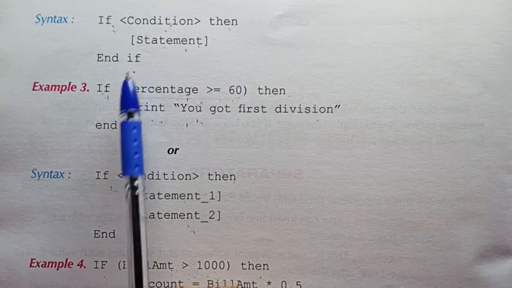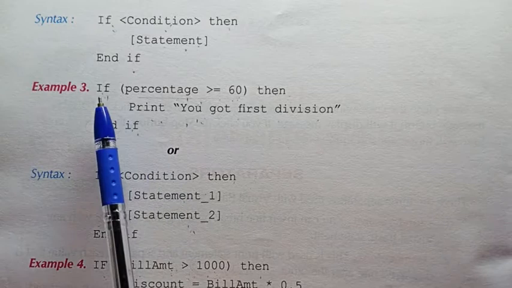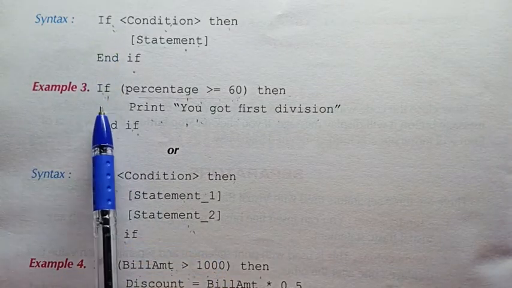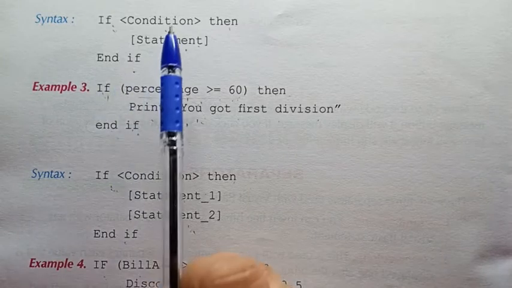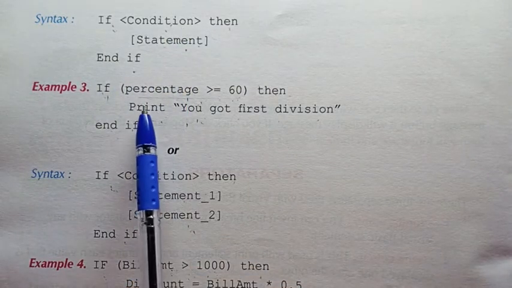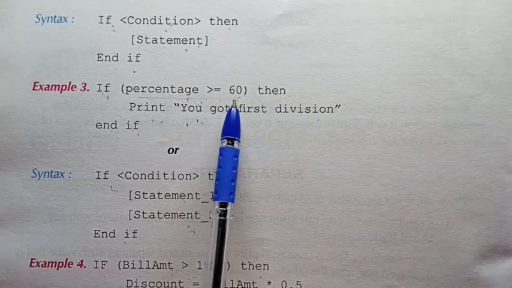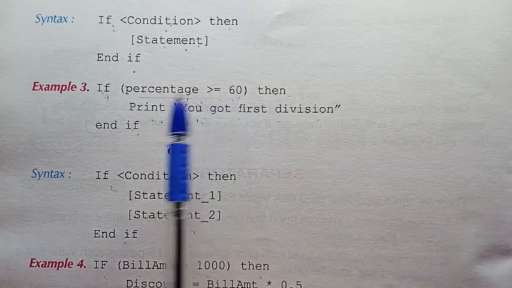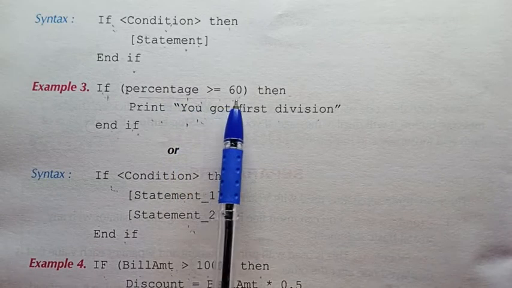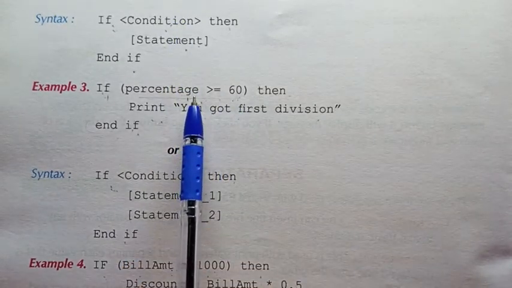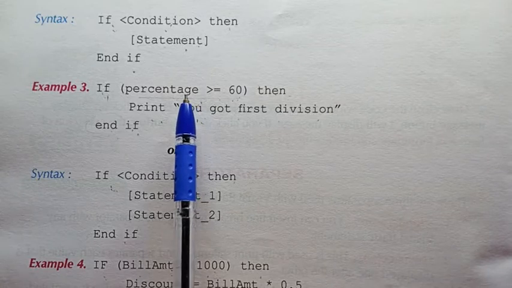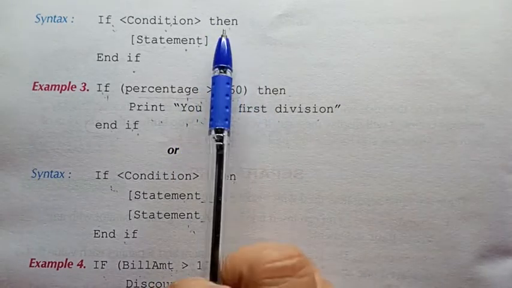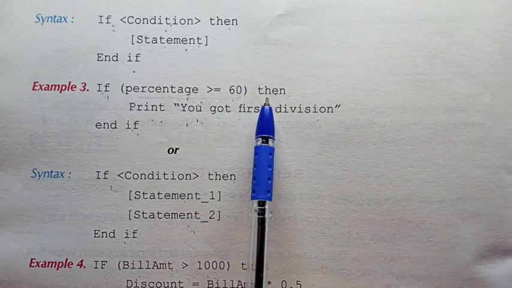Let us understand this through an example. For example, you can see if. The first thing to be written is if. So we have written if. Second is condition. Now we need to give the condition. We have given a condition that while entering the marks, we are going to check the percentage. If percentage is greater than 60, this is the condition that we have given. After this, we are supposed to write then. So we have written then over here.